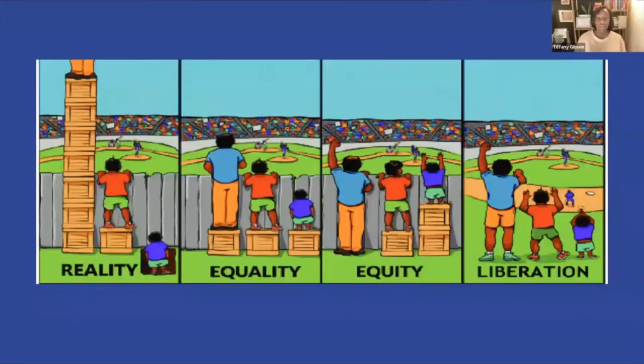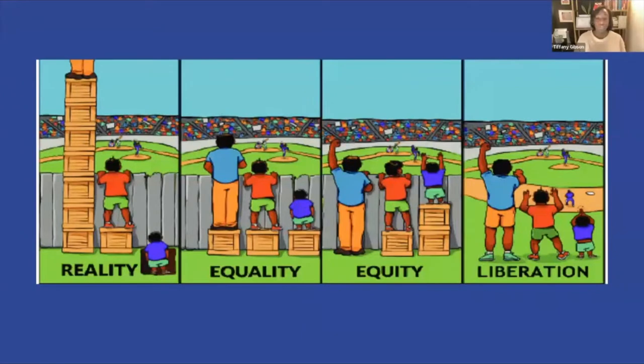And so equality, while it sounds good, still isn't enough to allow people to participate. And then there's equity, where you are giving individualized accommodations for people, for them to show up as their full authentic self and participate with everyone else. But what we really need is liberation, the removal of barriers, the removal of obstacles, so that we don't have to think about what access and accommodations look like, and people can experience life as is across the board.